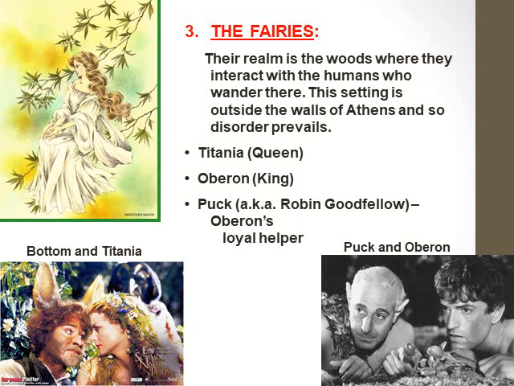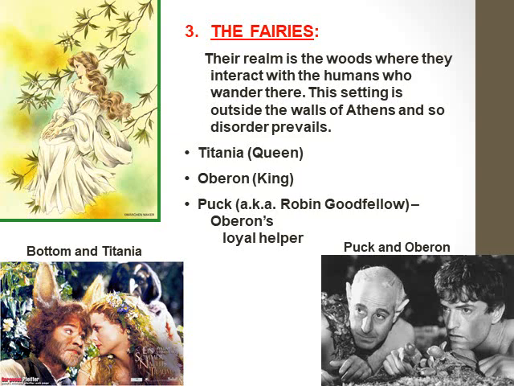Thirdly, the fairies. Their realm is the woods, where they interact with the humans who wander there. This setting is outside the walls of Athens, and so disorder prevails. In the forest, the kingdom belongs to Oberon the king and his queen Titania, and also there is another character, Puck, a loyal helper to Oberon.